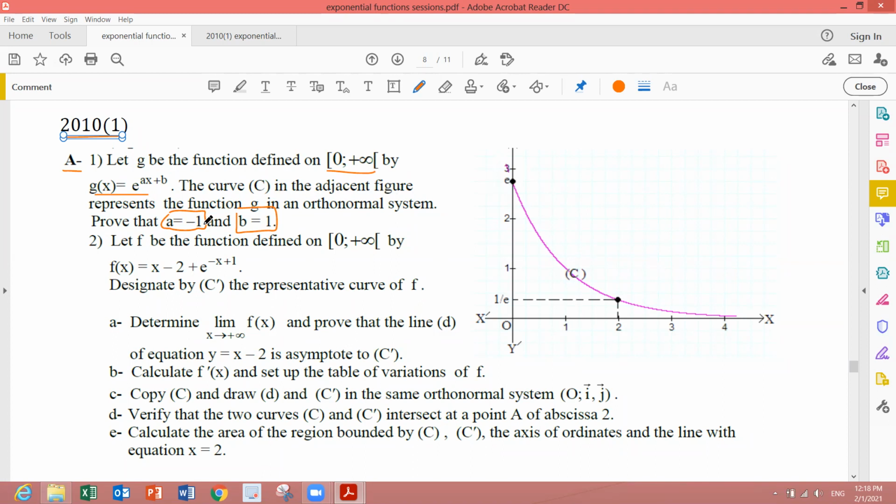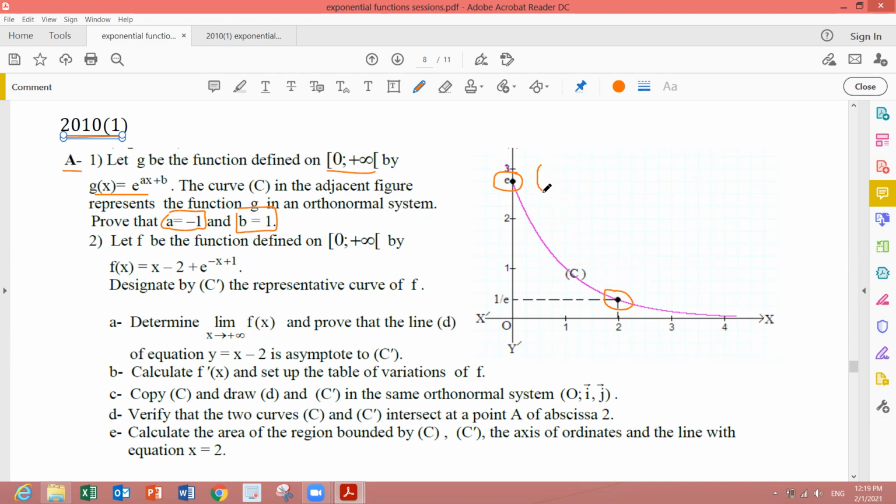Vanna, how did you prove that a equals minus 1 and b equals 1? Any answer? Would anyone like to say how they got a equals minus 1 and b equals 1? I did not do this one, sir. Okay. So we have to take information from the curve. It gives us two particular points. They gave us this point and this point.